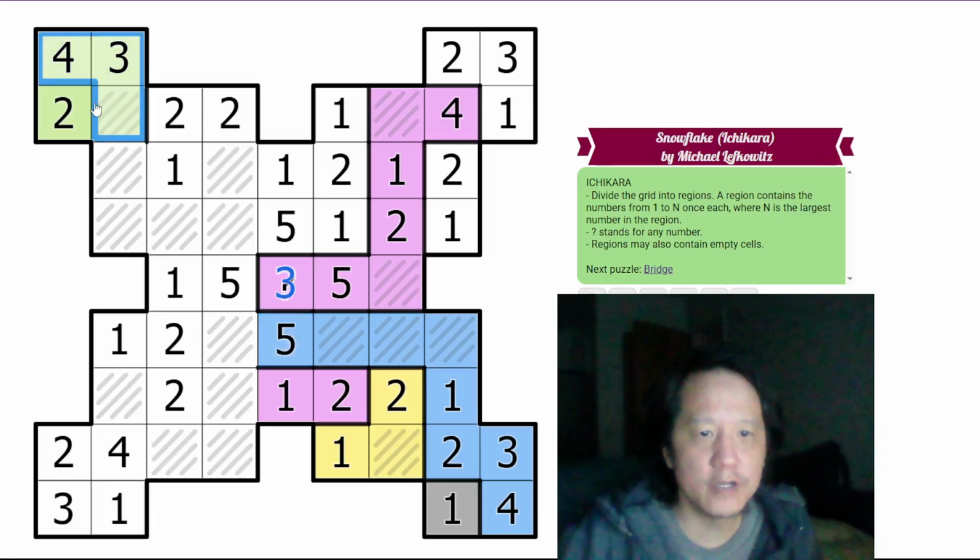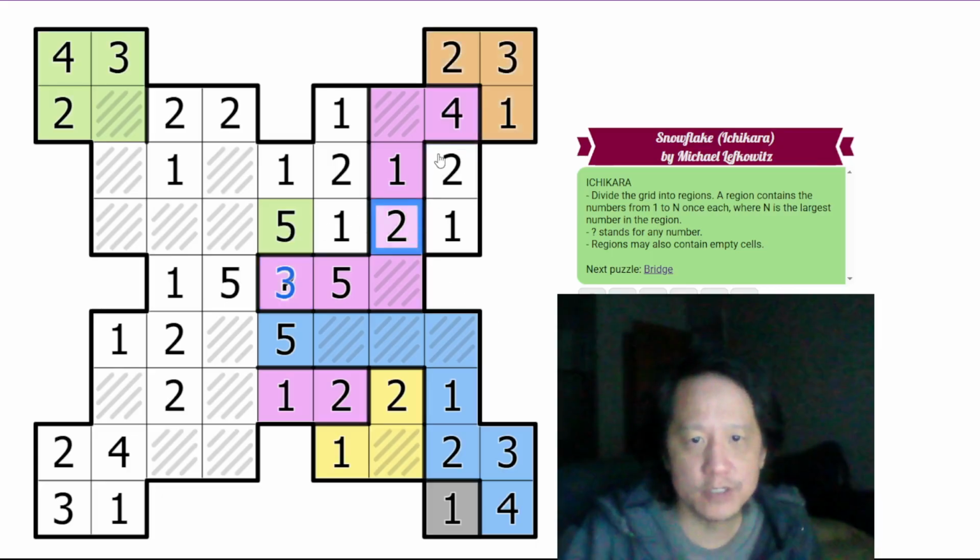This green could only go through 1 and then 5. But if it goes this 5, then this is blocked from this 5. So this has to be part of green. This is one region. This is another region.